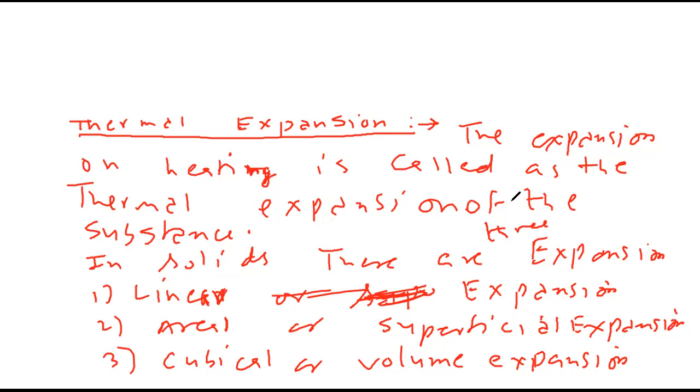Okay, write it down. Expansion on heating is called thermal expansion of substance. In solid, there are three expansions: linear expansion, aerial or superficial, cubical or volume expansion. Once you are done, please tell me so that I can clear.